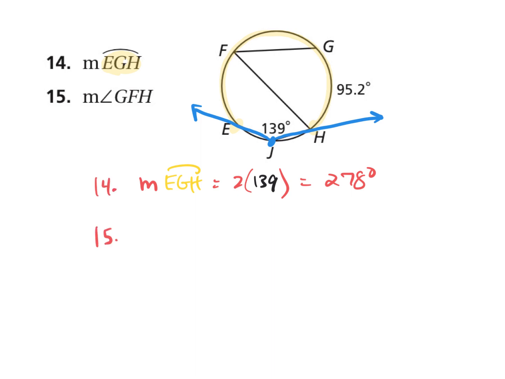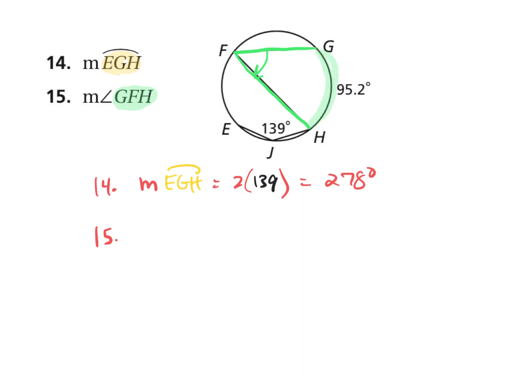All right, onward to number 15. Well, that's asking for the measure of angle GFH, and angle GFH is this rotation right here. That is an inscribed angle, and it intercepts the arc that's 95.2 degrees.